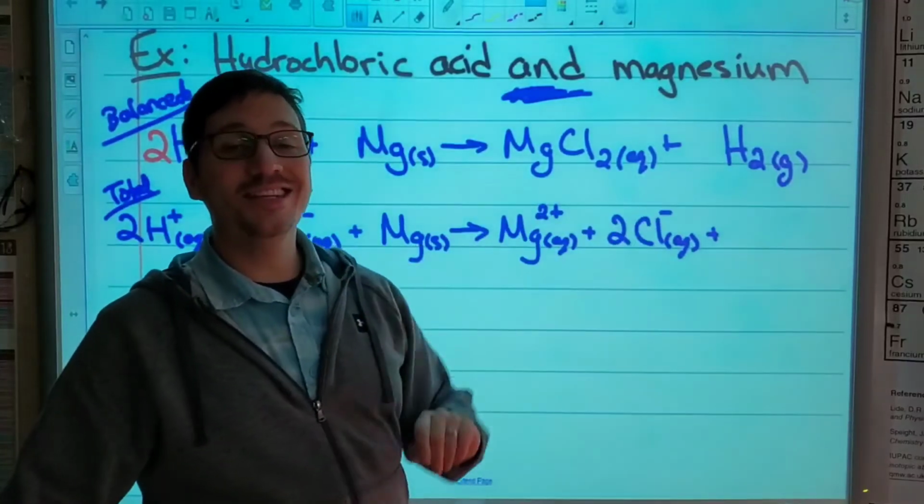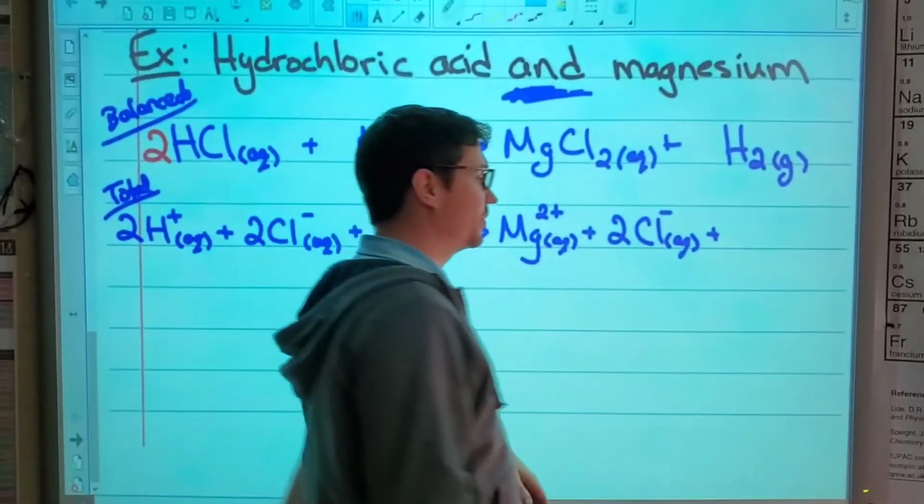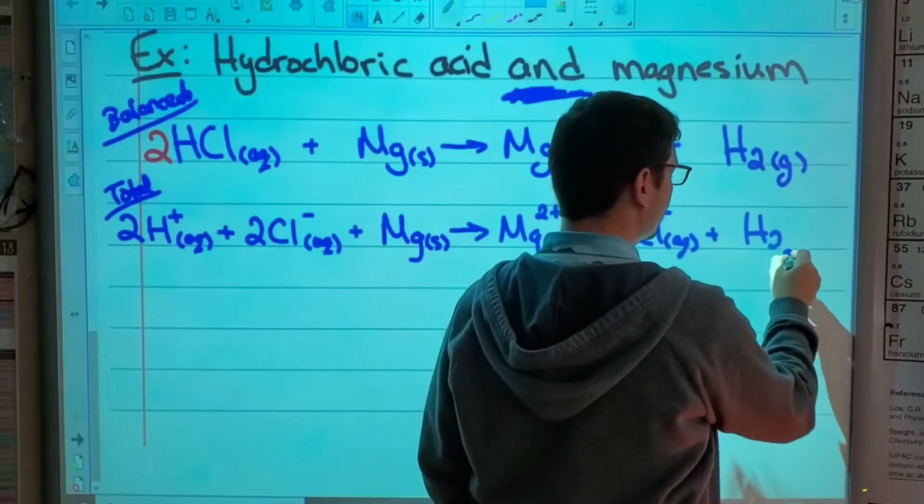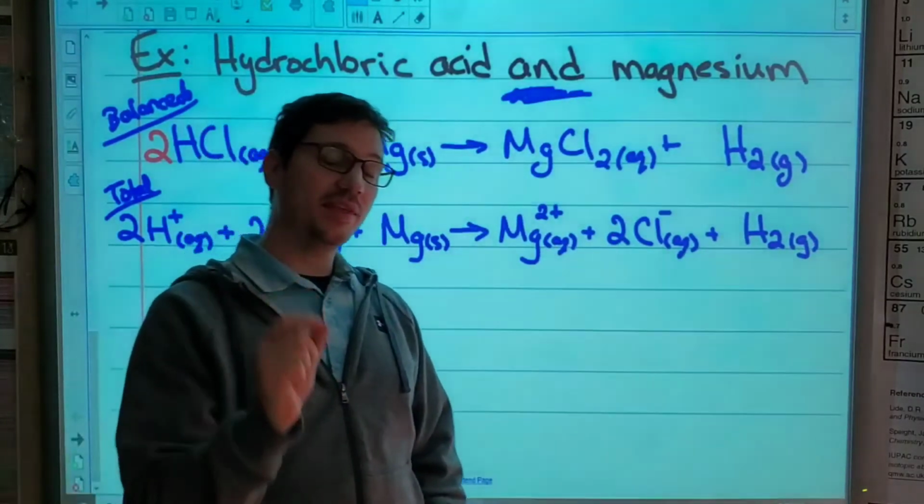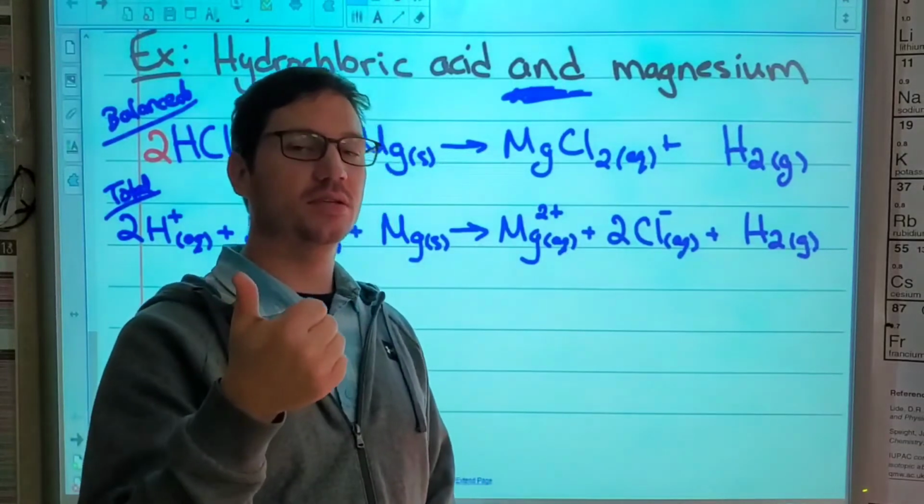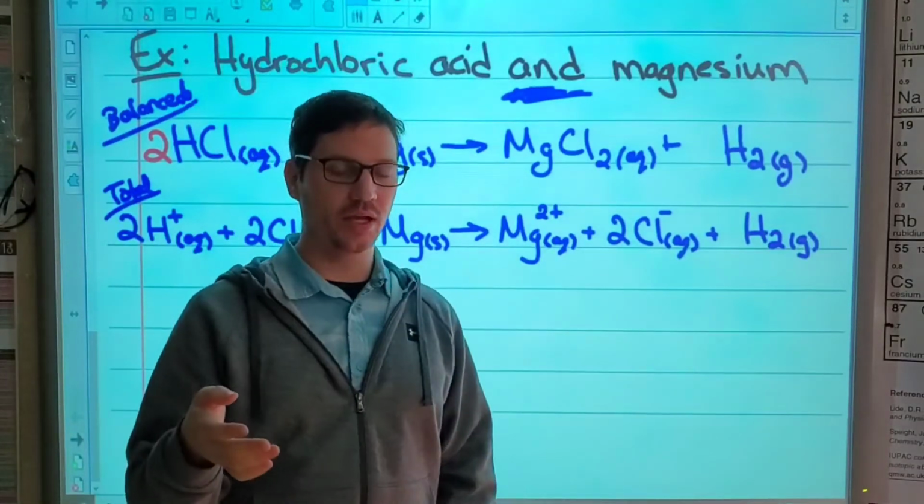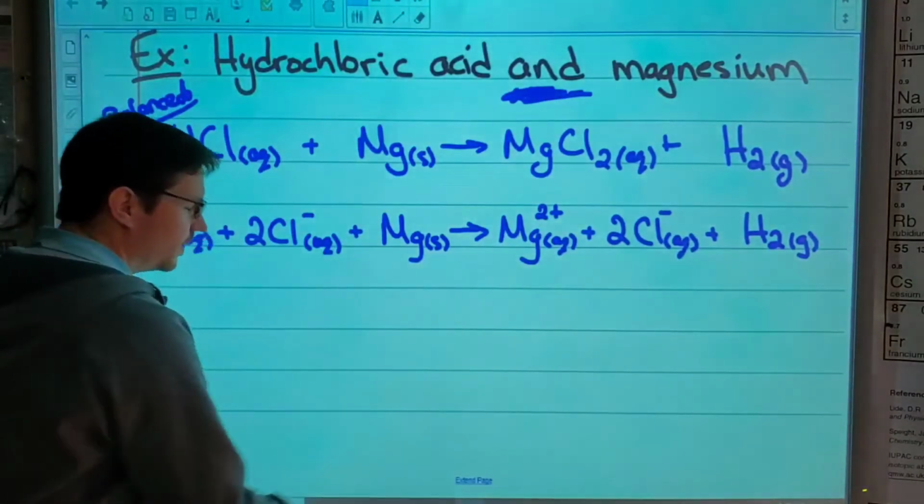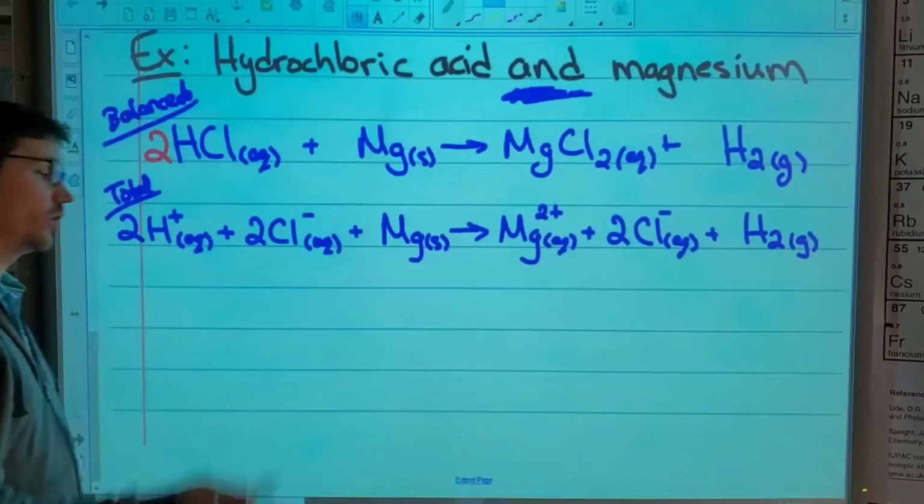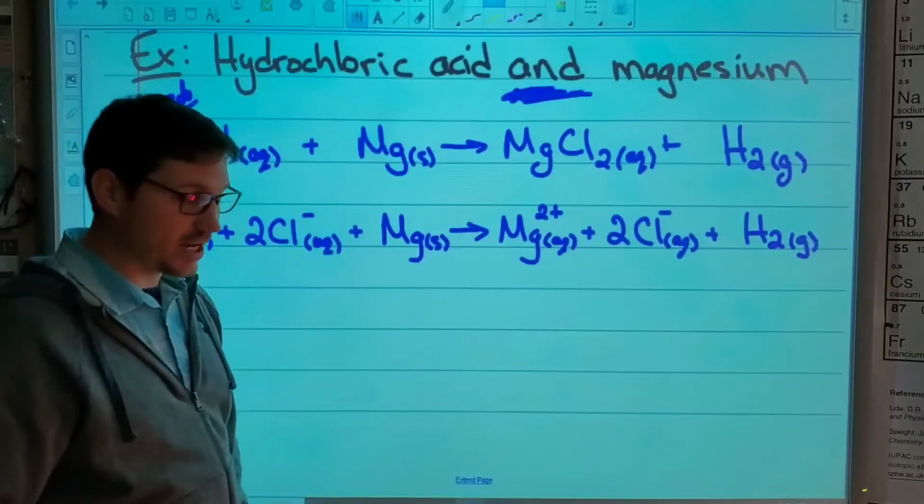And then hydrogen is an element. It can't split up, so we write it as H2 gas. We write it exactly the same way. Again, the only things that can split up are aqueous ionic compounds, high solubility ionic compounds, and strong acids. So now we're on to step 3. We're going to cross out anything that didn't change.